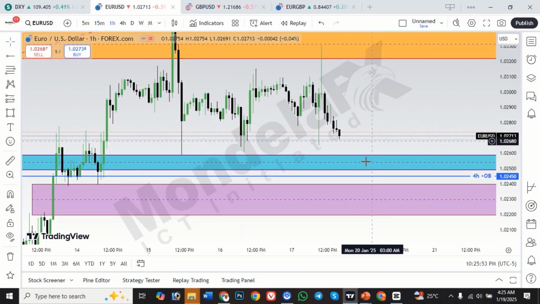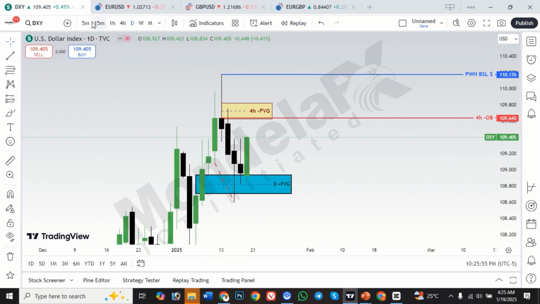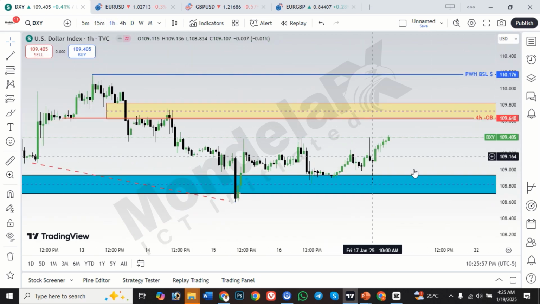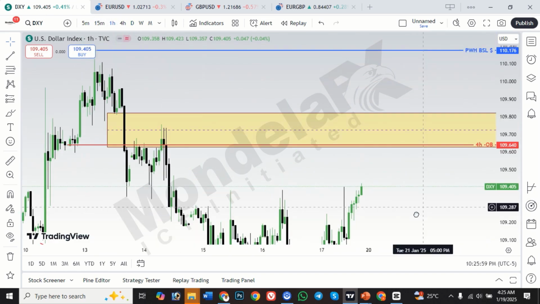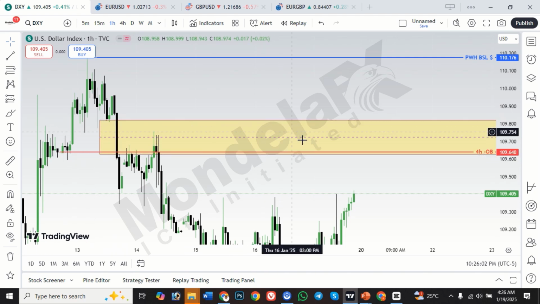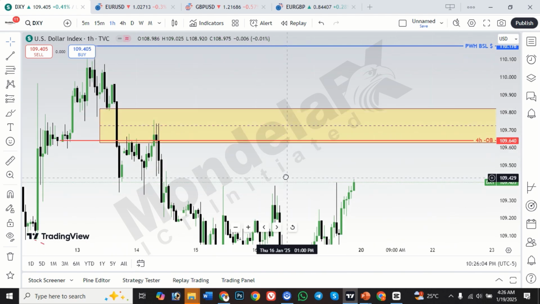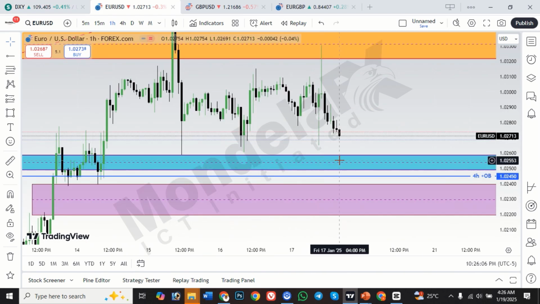And as they're doing that, you need to be checking what DXY is doing. When DXY will trade to this level that I mark here, which is the 4-hour order block plus that fair value gap, then this one, when it gets here too, we'll look to see. That is the reason why I collapsed my remaining trade.